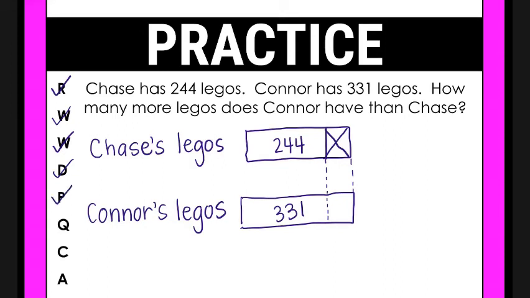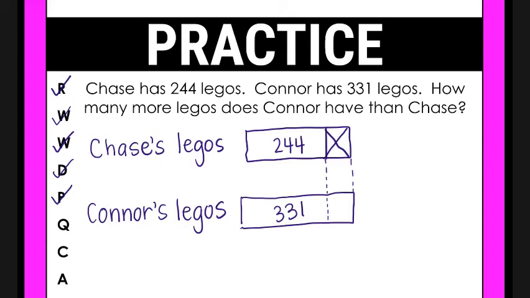Now we've plugged in our information, it's time for the Q. What does the Q stand for? It stands for our question mark. And how do we figure out where our question mark goes? Reread our question sentence. So our question sentence says, how many more Legos does Connor have than Chase?